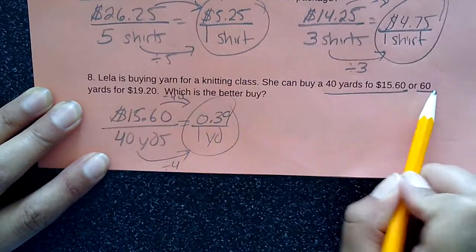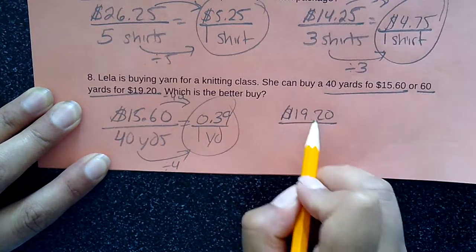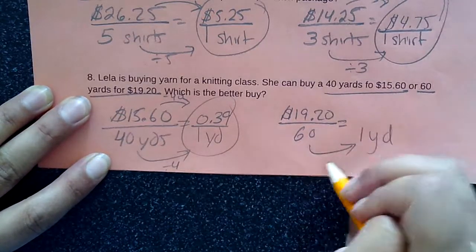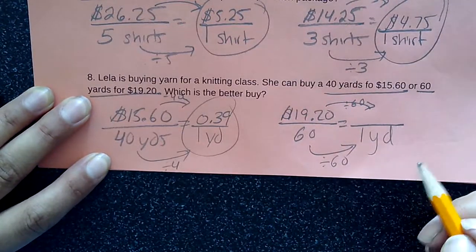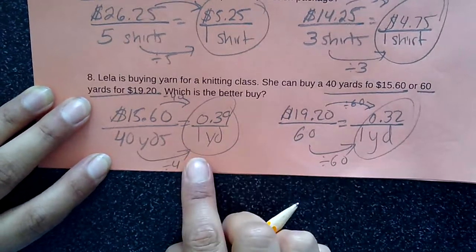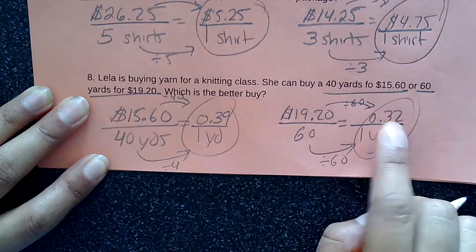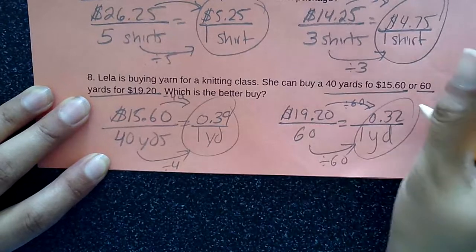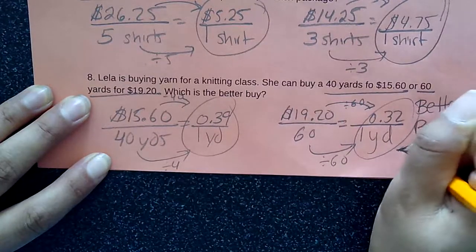The second one is 60 yards for $19.20. $19.20 for 60 yards. I want to know how much is 1 yard. So now I have to divide by 60. And I get, in my calculator, 32 cents per yard. So which one is the better buy? I want to spend less money. So I don't want to spend 39 cents. I would rather spend 32 cents, even though it's a couple of pennies off. The second one is a better buy because it's cheaper per yard.